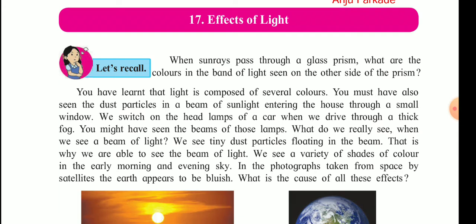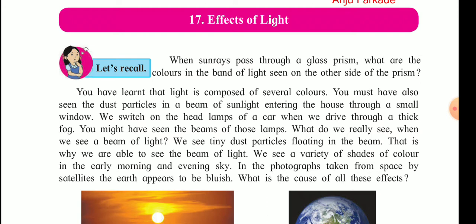That is, the seven colors are seen, and you know how to remember them by using the initial alphabet of each of the colors: VIBGYOR, violet, indigo, blue, green, yellow, orange, and red. So these seven colors are seen. So you have learned that light is composed of several colors.